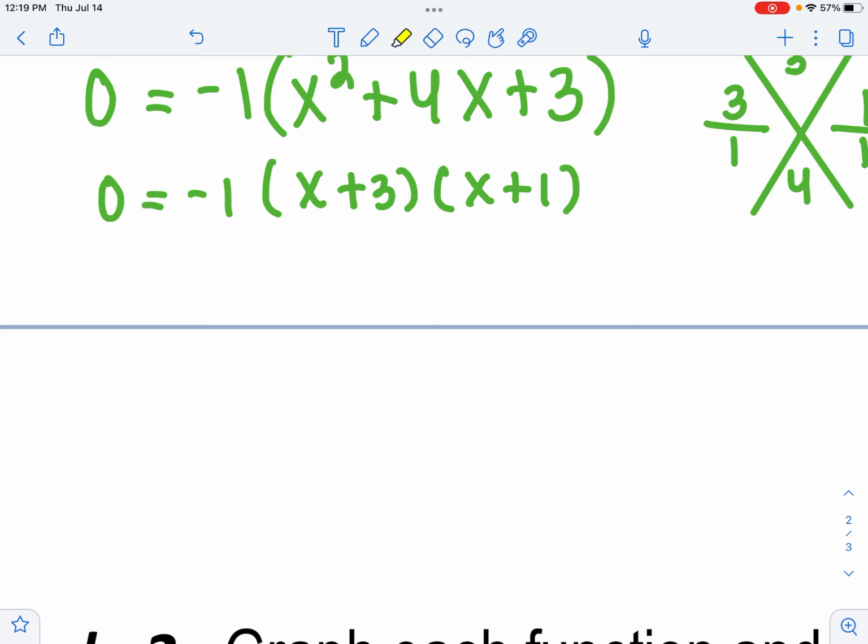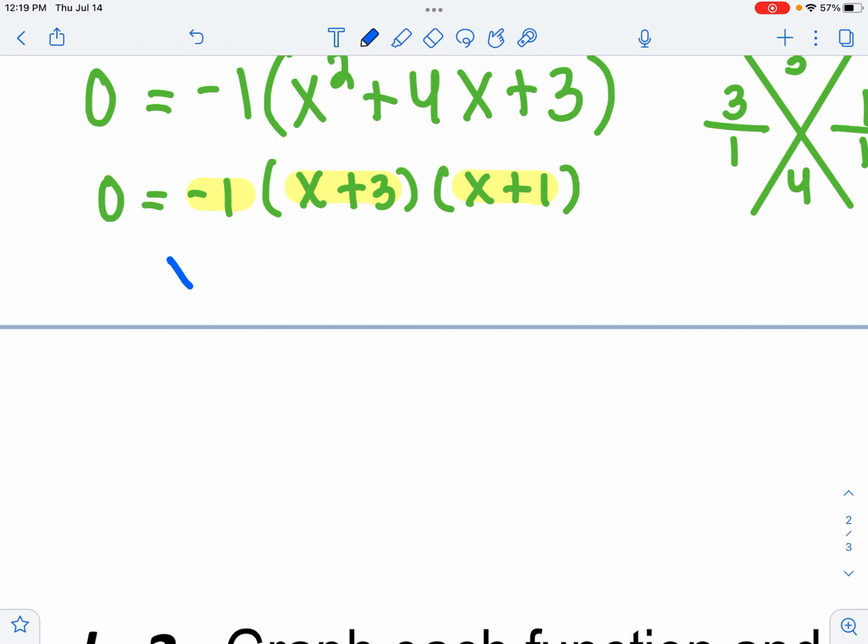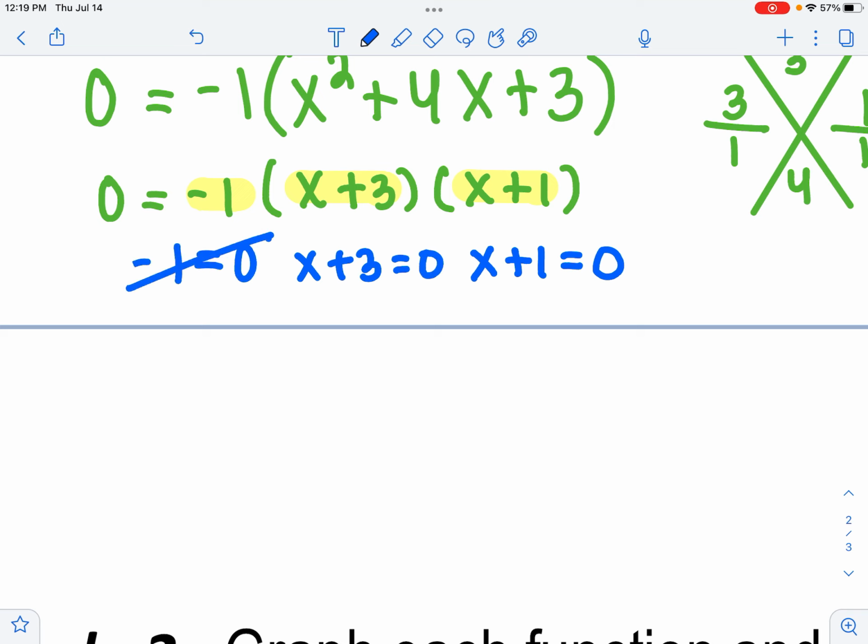So now I can set my factors equal to 0 and solve. I can set this, this, and this equal to 0. So let's go ahead and do that. I'm going to set each one equal to 0. So I'm going to do x plus 1 equals 0, x plus 3 equals 0, and -1 equals 0. There is no x in this equation, therefore I can't solve it, right?